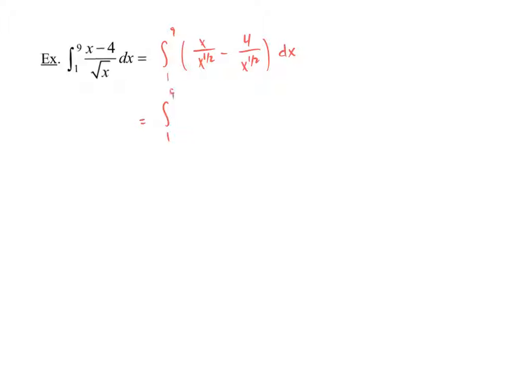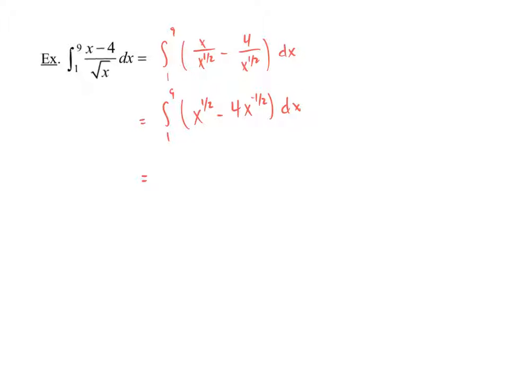Okay, so this will become the integral from 1 to 9. If I divide x over x to the 1/2, remember that I subtract exponents, so that will be x to the 1/2 minus, for this term, I need to move the x to the 1/2 to the numerator, which means I change the exponent to a negative, so I have 4x to the negative half. So now that I've done this algebra, I can safely take the antiderivative.